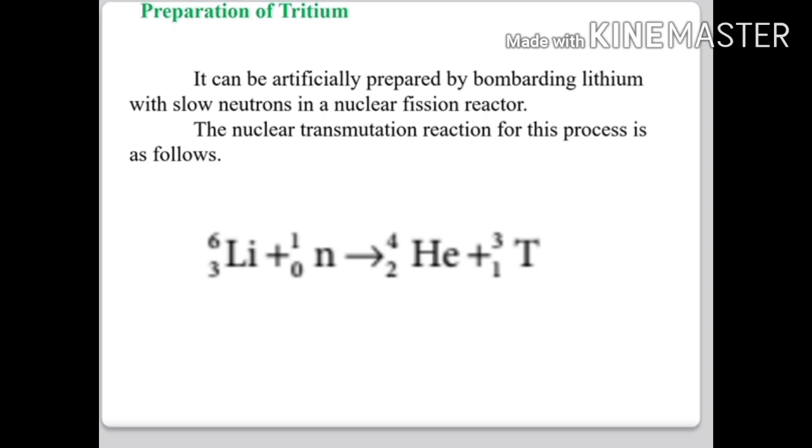That reaction is lithium-6 (Li, atomic number 3, mass number 6) bombarded with a neutron (atomic number 0, mass number 1), which is converted into helium plus tritium.